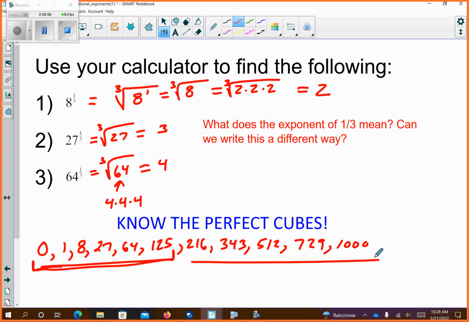Okay. Does anybody have a calculator with them? Yeah. You have one? Cool. Let's be goofy.